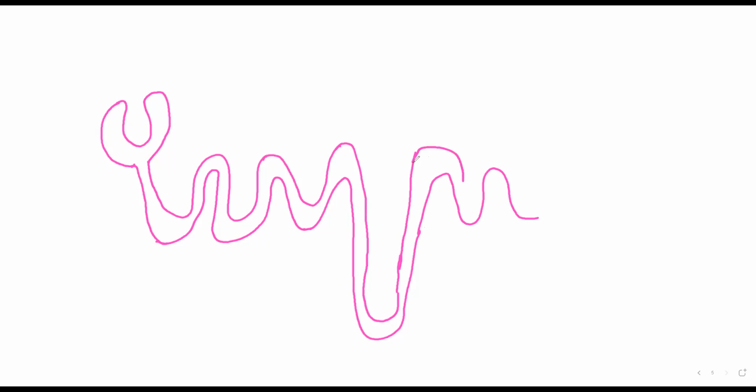It will be better, of course, to draw it in your copybook, or you can draw it later, because I will share the recording again. But it is a very important picture for us. So what are the major parts of the nephron? This is one nephron.